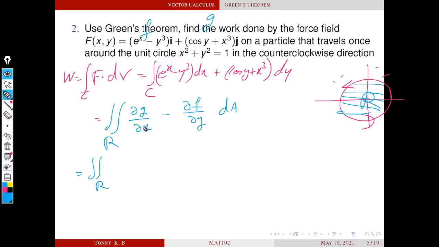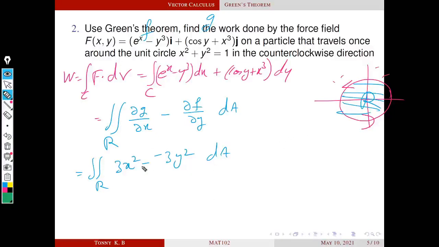So that is equal to the double integral over R. And dou g by dou x, this is our g. If you differentiate with respect to x, this term becomes 0. This is 3x square. Minus, what about dou f by dou y? This is our f with respect to y, then this term is 0. This is minus 3y square. Minus 3y square, so this minus minus becomes plus. So how to integrate this over this region R?